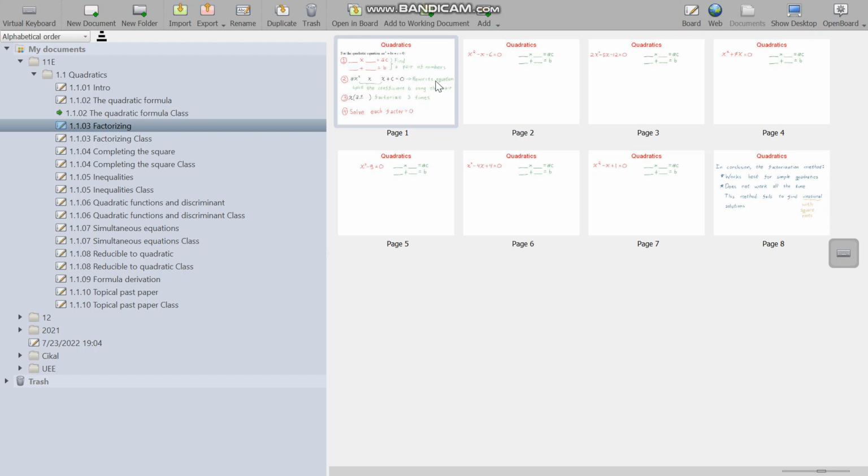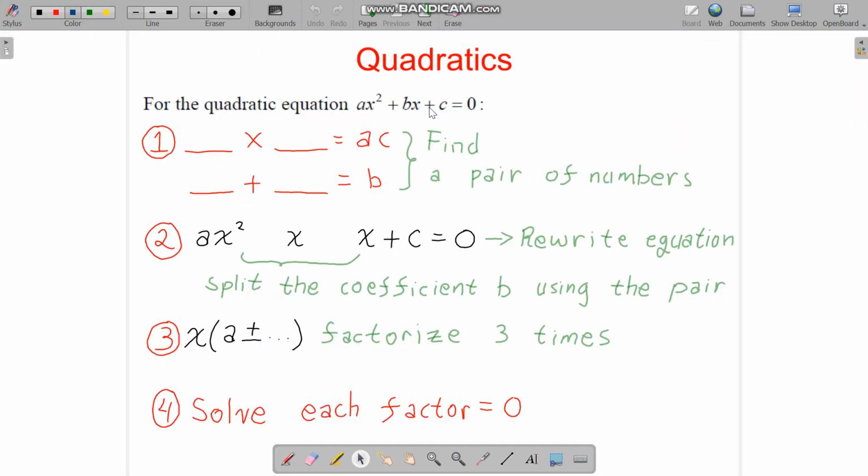Hello everyone, this video is about solving a quadratic equation by factoring. The procedure starts from finding a pair of numbers whose product is AC and whose sum is B. Then we rewrite the equation by splitting the middle term, the one with B, and then we factorize three times, and then we solve each factor equals 0.